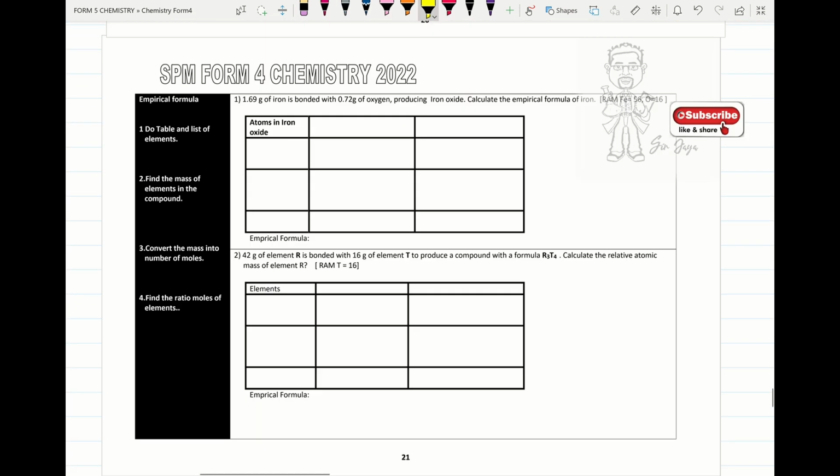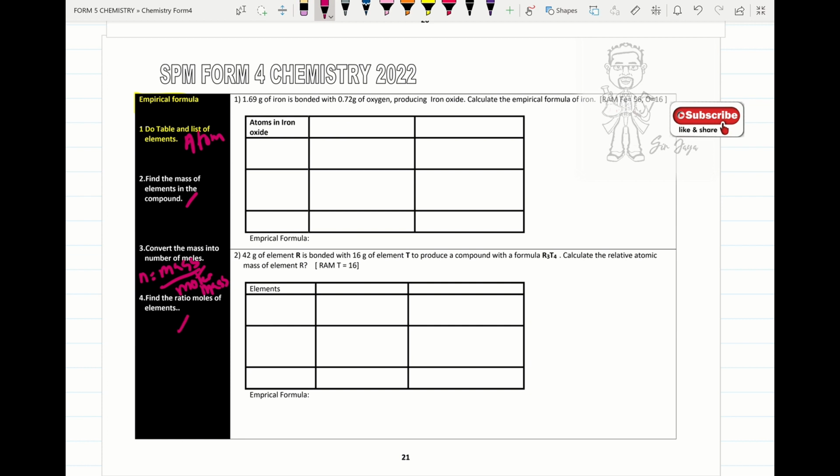Then we move on to the next question: how to determine the empirical formula. If we want to determine the empirical formula, please make a table listing the elements. Make sure the elements are put in the form of atoms, and we find the mass of the element given in the question and convert them into number of mole. We can use mass over molar mass. We also need to find the ratio.